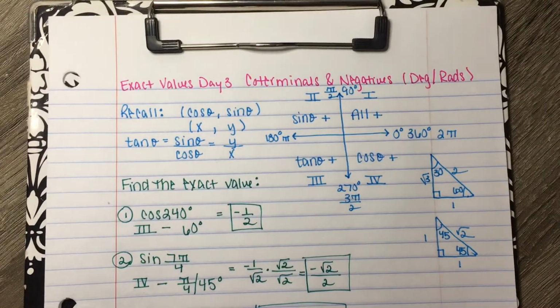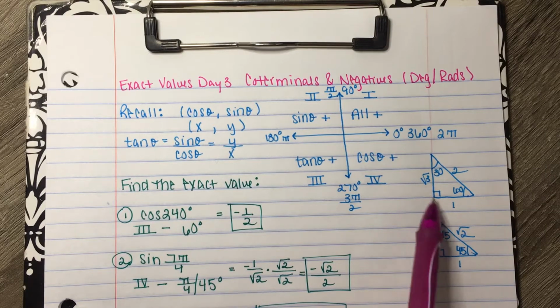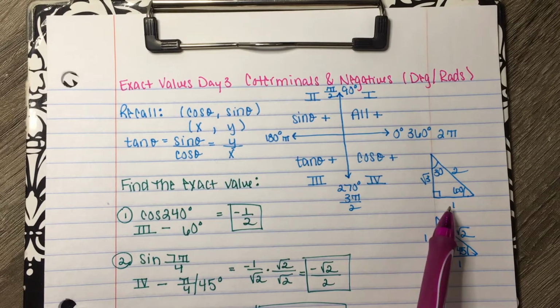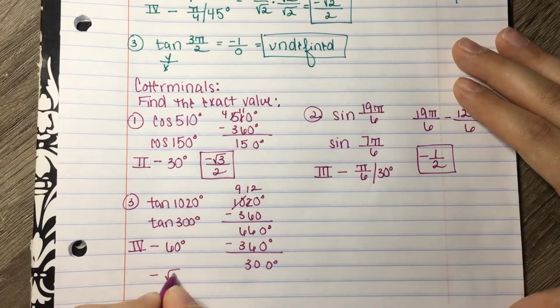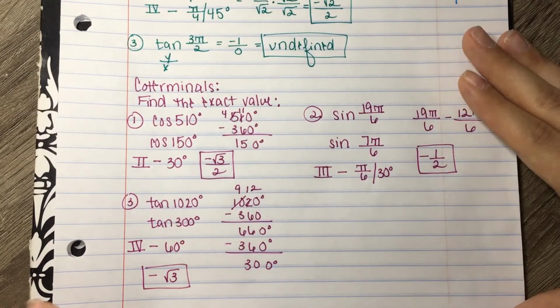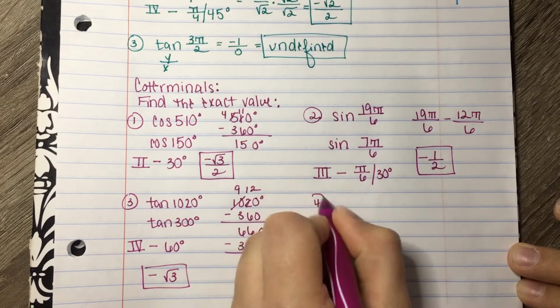I saw a lot of mistakes with tangent of 60 degrees and tangent of 30 degrees, so pay attention here. Tangent is opposite over adjacent, so we have square root of 3 over 1. And then we're going to make it negative. And square root of 3 over 1 is just square root of 3. All right, we're going to do a few more together.